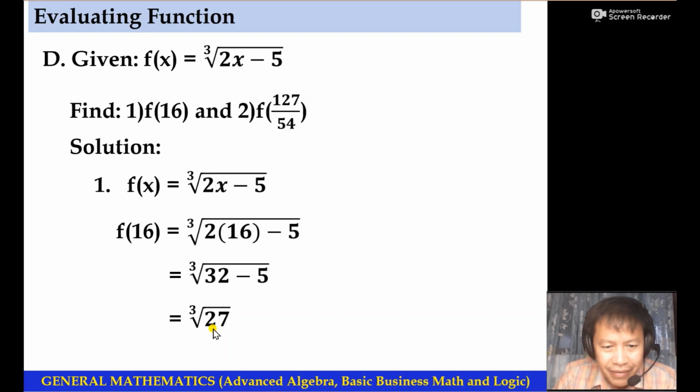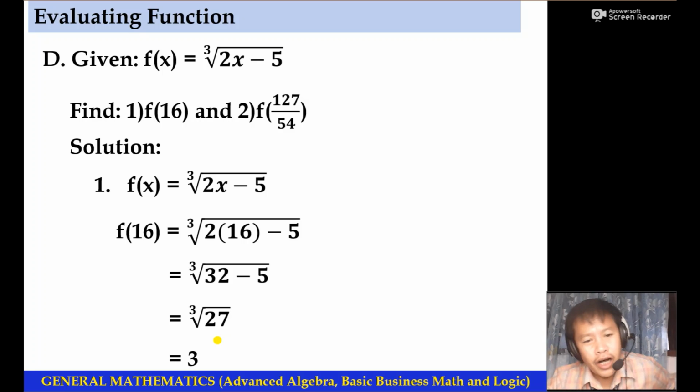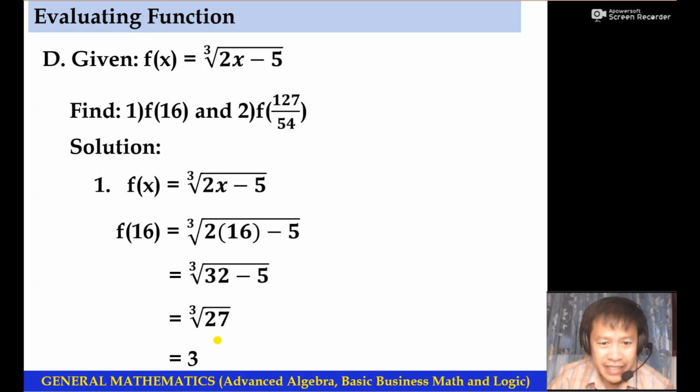27. Take note, actually, this is not difficult. Then, cube root of 27. What number, if we multiply it 3 times, gives 27? If you do not have your calculator, you have the technique. What number, if multiplied 3 times, is 27? And the answer is 3. That is the meaning of cube root. Cube root is the opposite of cubic. Take note: reciprocal, opposite, inverse.